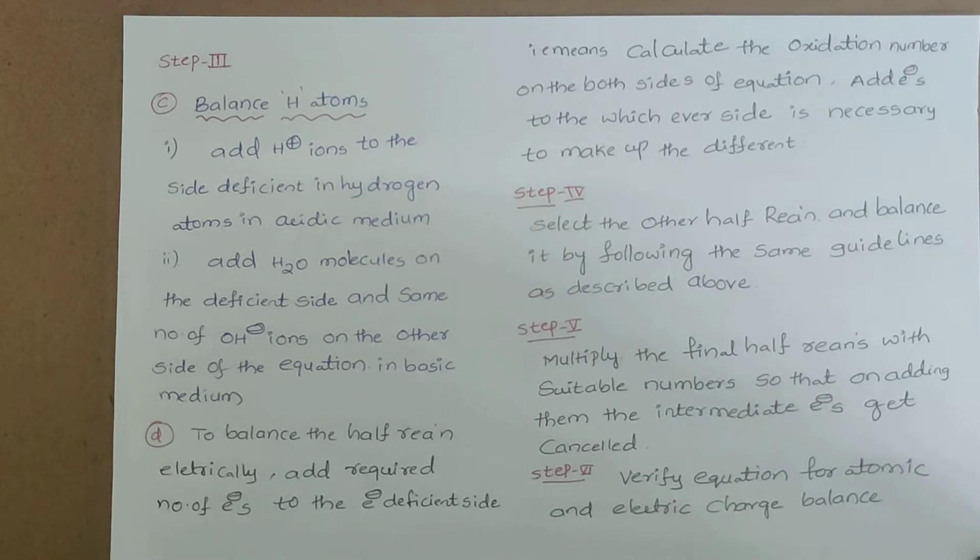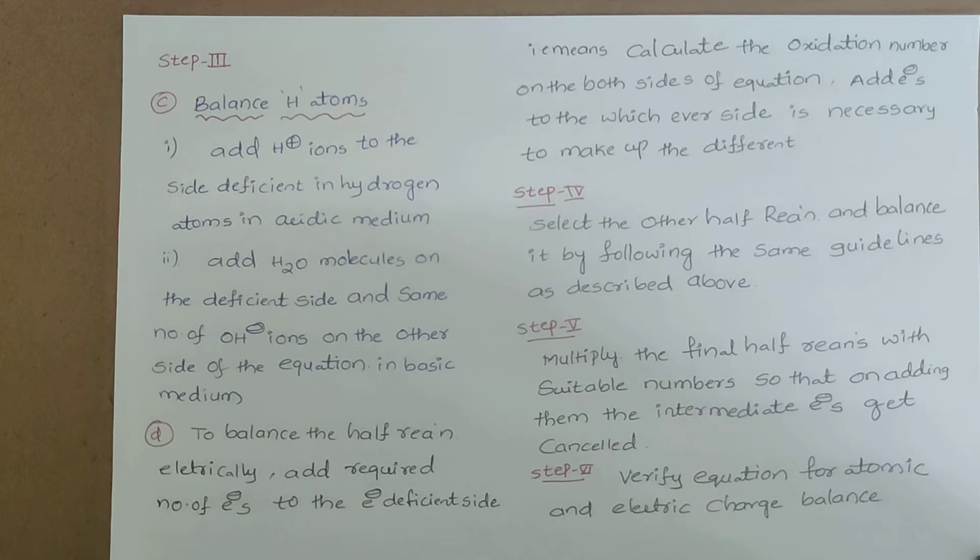After balancing the other atoms, oxygen and hydrogen, we need to balance the half reaction electrically. How do we balance the half reaction electrically? Simply, in the given half reaction, you add the total oxidation numbers on the left hand side, and similarly you add the oxidation numbers on the right hand side.